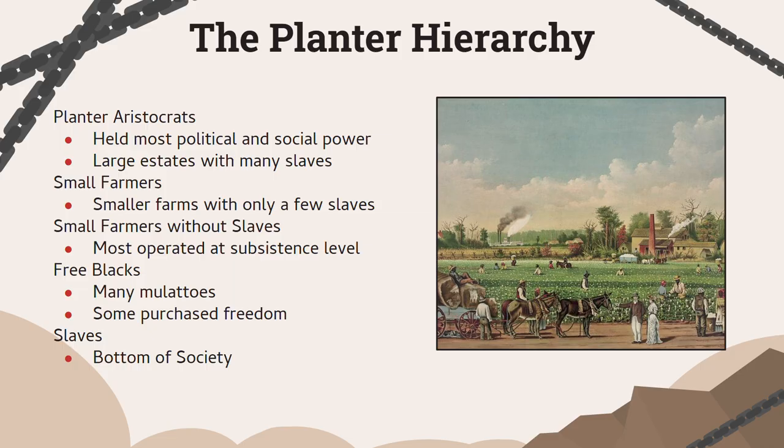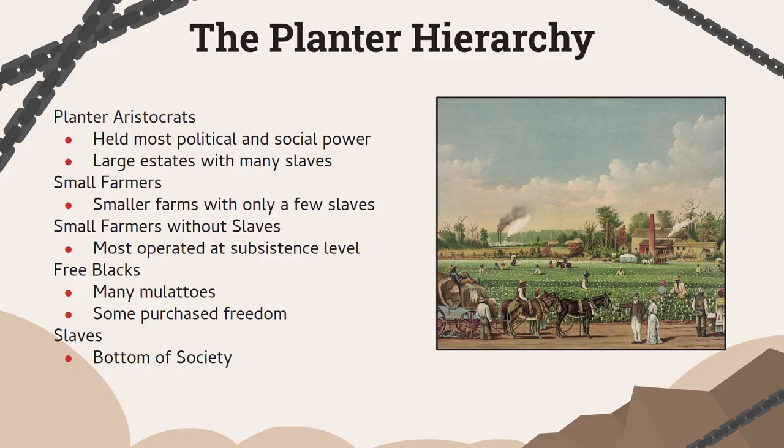Then underneath that were a class of free blacks. You also had what were called your mountain whites up in the Appalachian Mountains, who still lived under kind of frontier conditions. And about 250,000 or so free blacks were in the South.